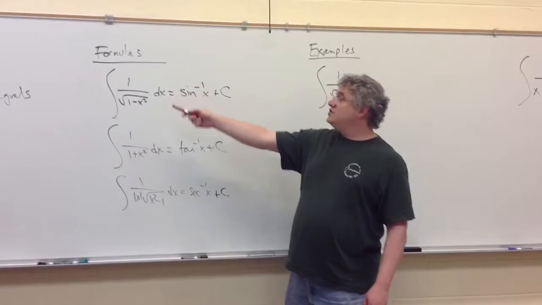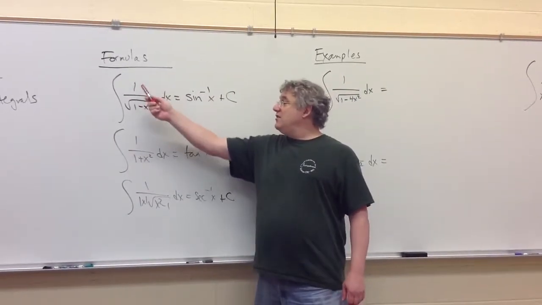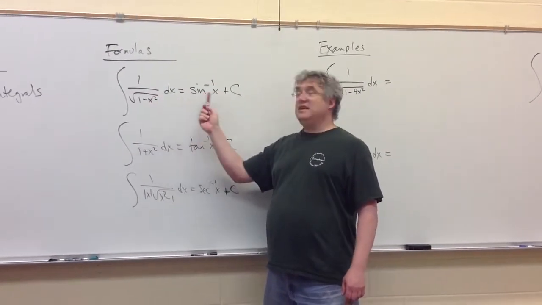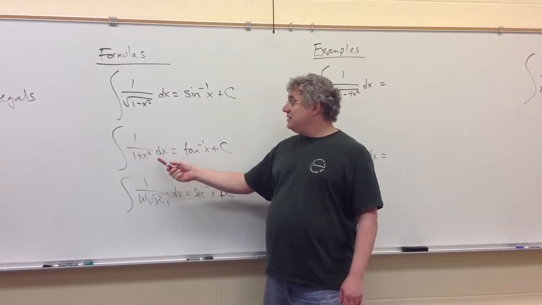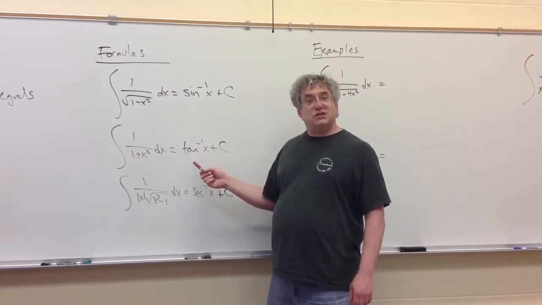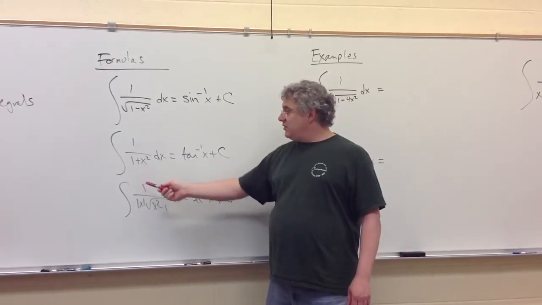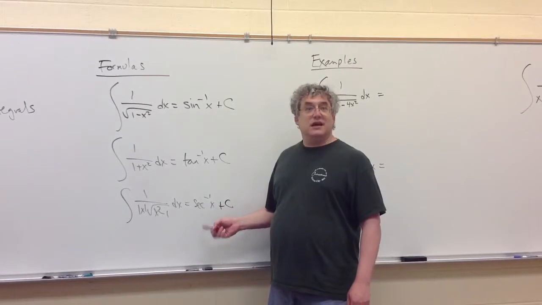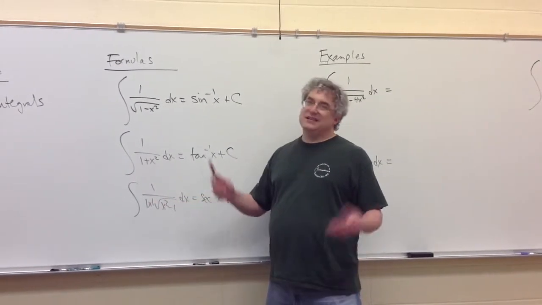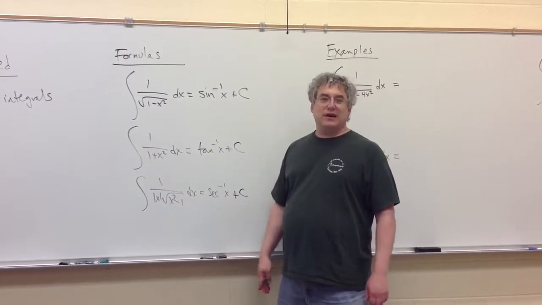So, inverse trig integrals. The integral of 1 over square root of 1 minus x squared would be the inverse sine. The integral of 1 over 1 plus x squared dx would be the inverse tangent of x. And the integral of 1 over x times the square root of x squared minus 1 is the inverse secant. Now, notice there's absolute values here. Technically that's supposed to be there, but we don't usually worry about it.